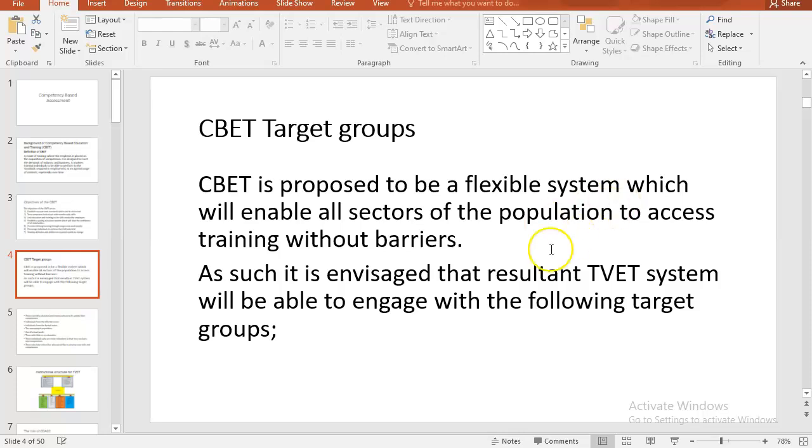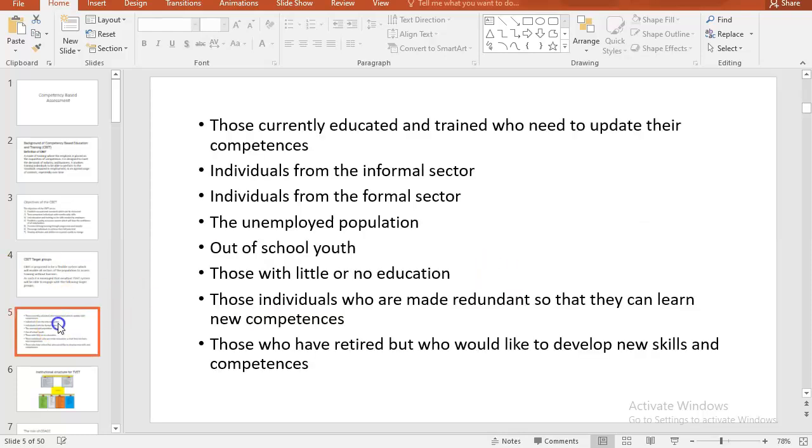So as such, it is envisaged that the resultant TVET system will be able to engage with the following target groups. One of the target groups being those currently educated and trained who need to update their competence. That is the group which has been trained using the outdated curriculum. The next target group is individuals from the informal sector. The third target group is individuals from the formal sector. And the fourth target group is the unemployed population.